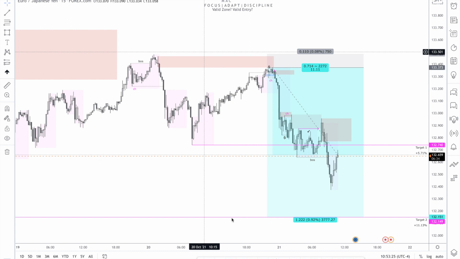So in this video, we're going to be breaking down EURJPY. I'm going to go over the confluences based on the higher time frame. I'm going to go over the confluences based on the lower time frame, why we took this entry, and I do have a possible scale-in opportunity for you all.